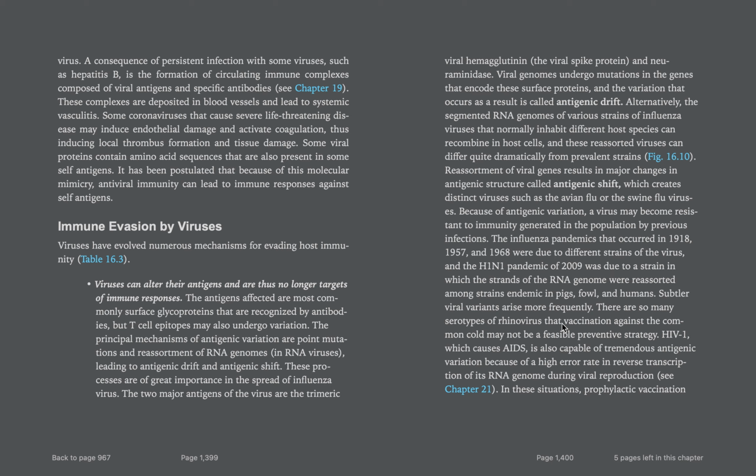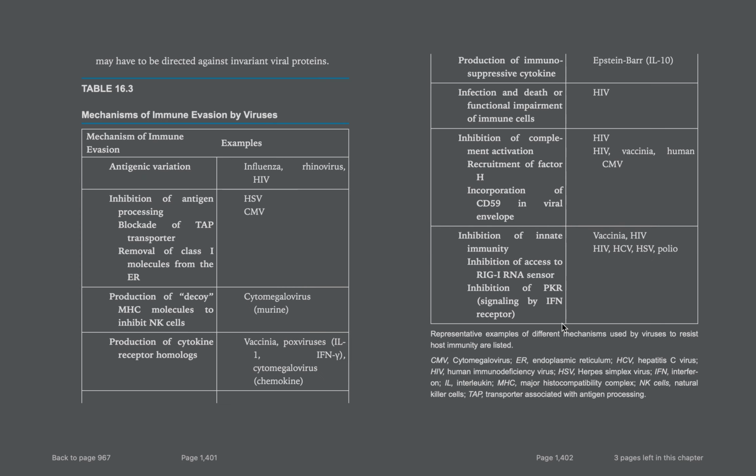In this situation, prophylactic vaccination may be directed against invariant viral proteins. So we have Table 16.3, mechanisms of immune evasion by viruses. Mechanism of immune evasion, example. There is antigenic variation, which is seen more in influenza, HIV, and rhinoviruses.